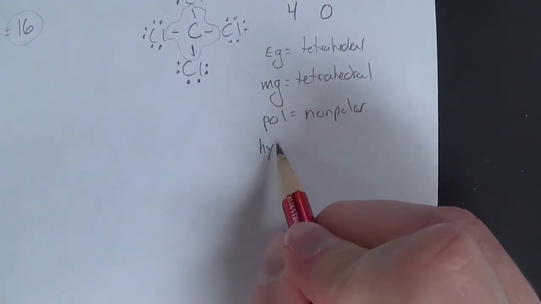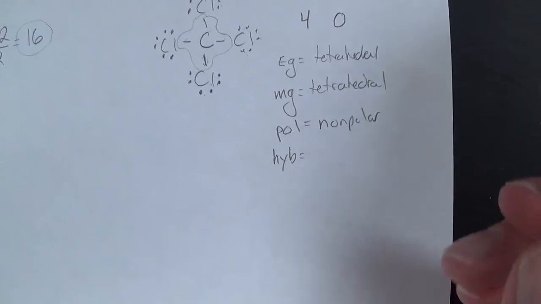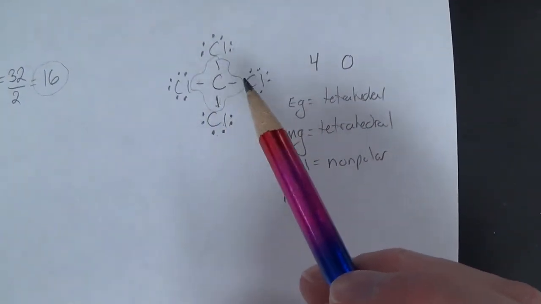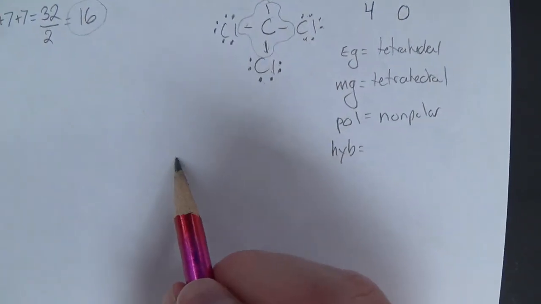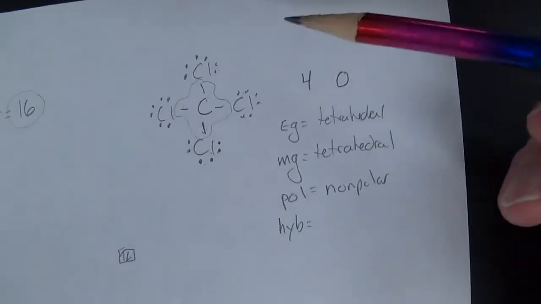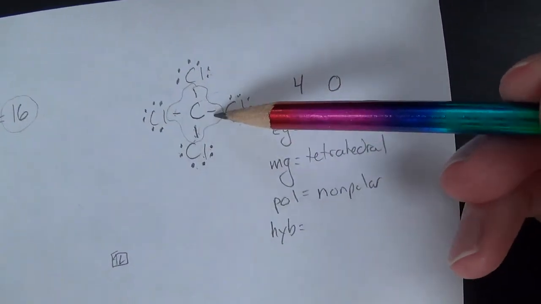And then finally, let's finish it off with hybridization. What orbitals would it take to have 3 pairs held? Remember, we showed orbitals as boxes with arrows inside. One box can hold 2 arrows at most.